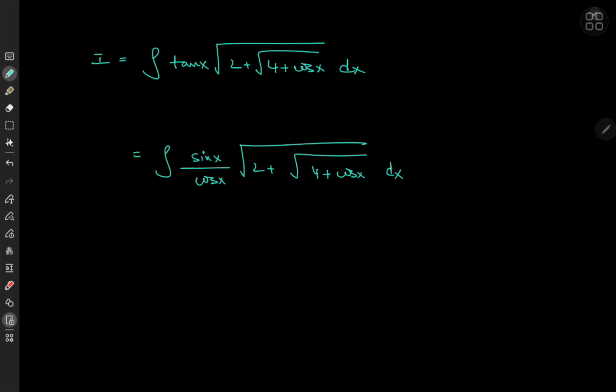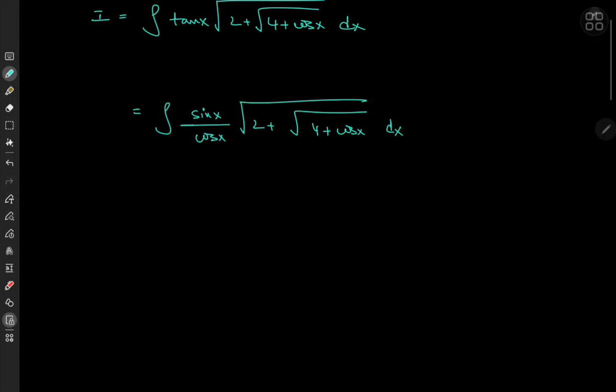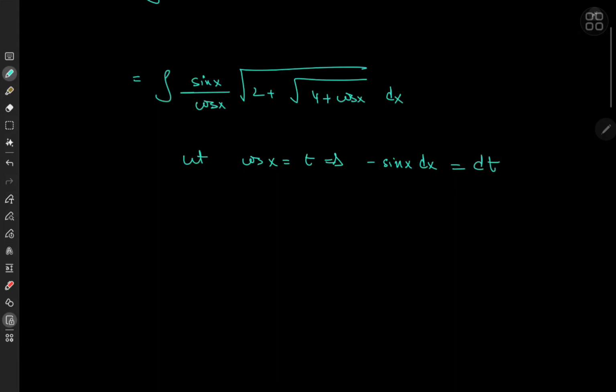And we can convert this into a less intimidating looking integral by the transformation of letting cosine x equal t, which implies that negative sine x dx equals dt. And that is something that we have over here. We have sine x and a dx over there. We just need to introduce an extra negative sign. And then we have this 1 over t term times root 2 plus root 4 plus t.